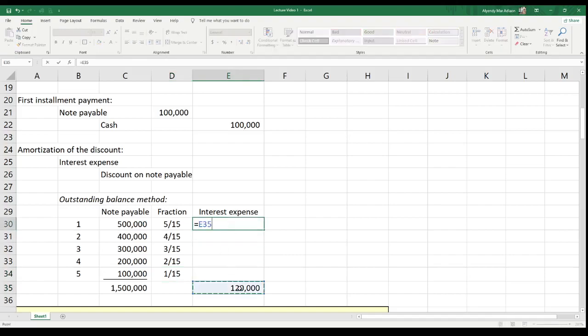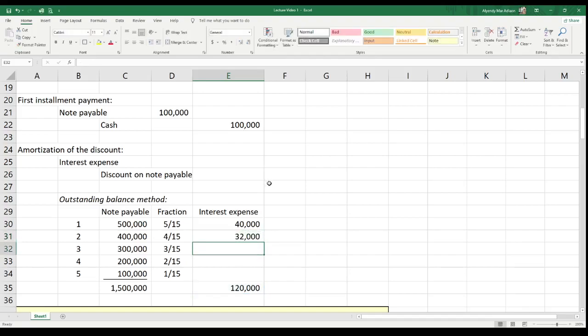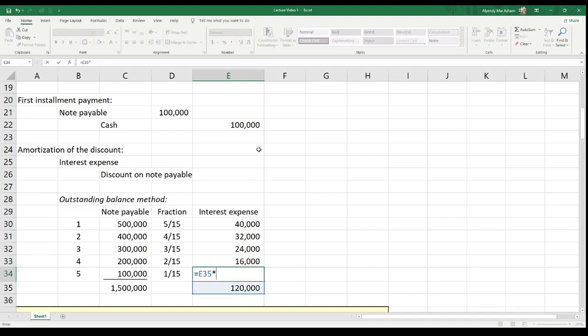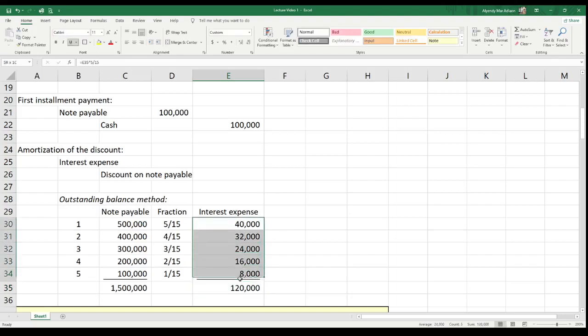So, we have 120,000 multiplied by 5 over 15, which is 40,000 for the first year. 120,000 times 4 over 15 is 32,000 for the second year. 120,000 times 3 over 15 is 24,000. 120,000 times 2 over 15 is 16,000. And 120,000 times 1 over 15 is 8,000 pesos. If we get the total of these, we will get 120,000 pesos.